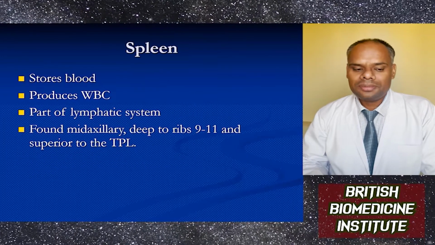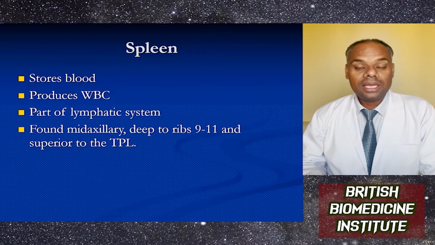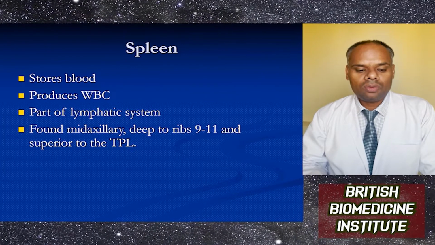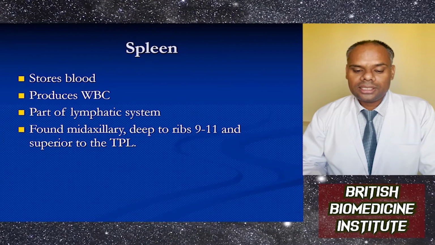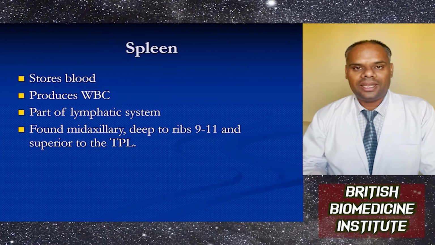The spleen helps in storage of blood and produces white blood cells. It is a part of the lymphatic system and is found mid-axillary, deep to ribs 9 to 11 and superior to the transpyloric plane.